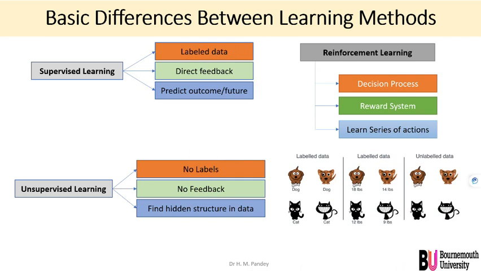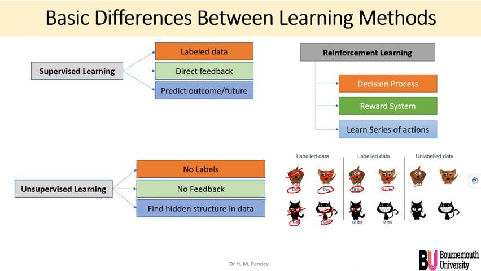Now let me explain the meaning of labeled and unlabeled data. In the labeled data, by looking at the picture, you can understand this is a dog. So where is the label? This is your data, and this is the label for the data. This is another example: this is the data and this is the label for the data.